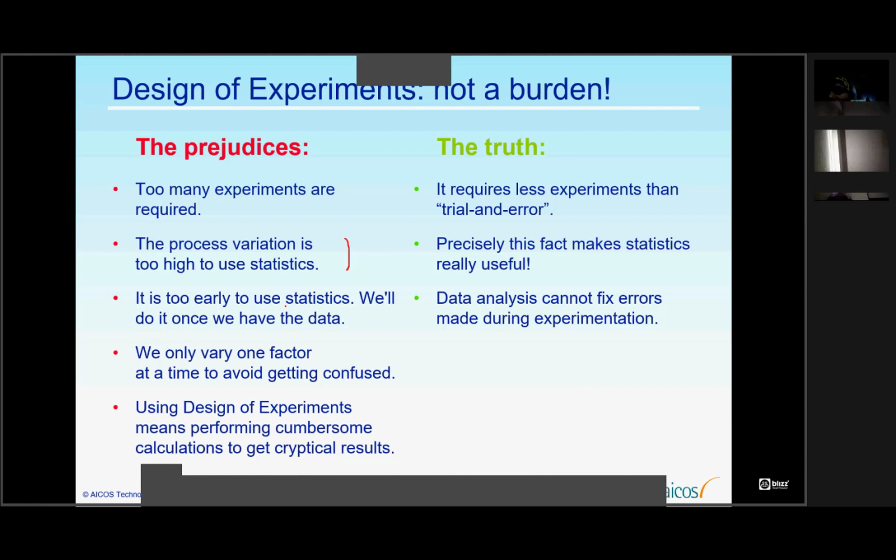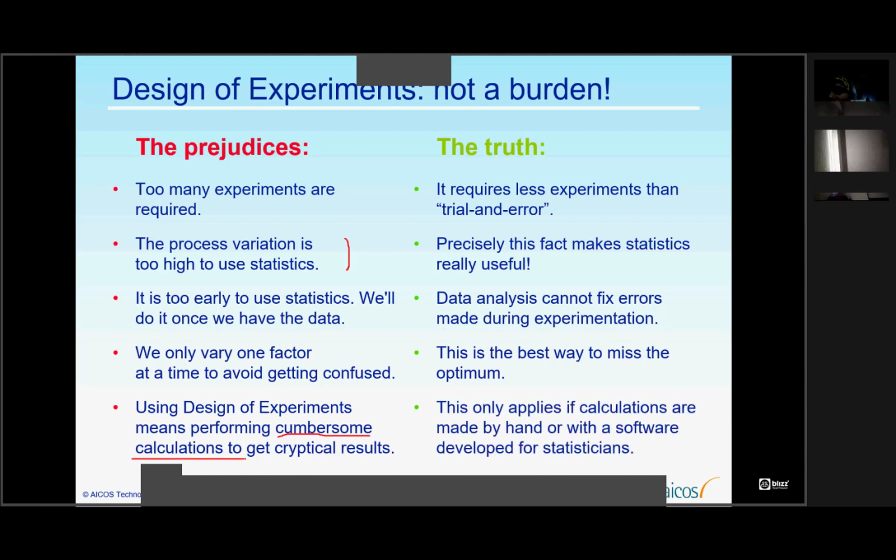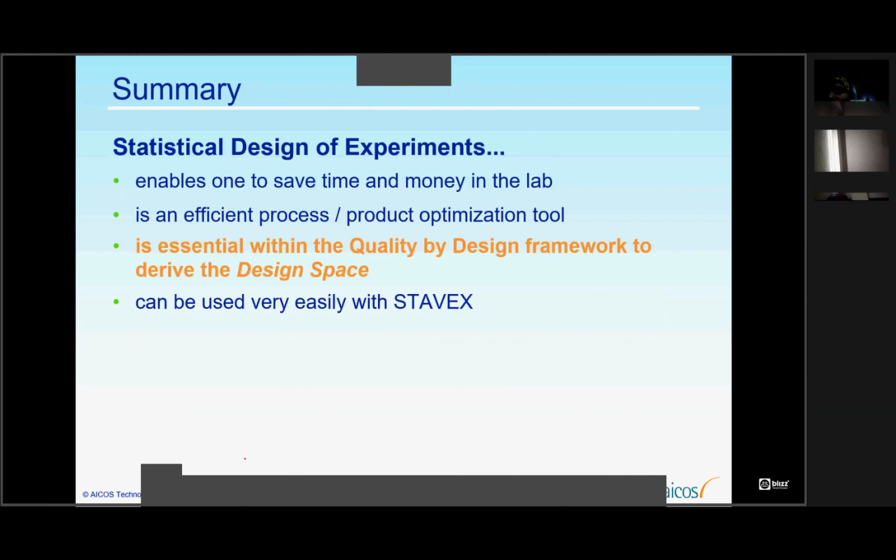Another is one factor at a time to avoid getting confused. I have shown you, I hope, in the second part that this doesn't work actually, and it's possible to find the impact of each factor even if you vary everything at the same time. And if you tend to consider that DoE means cumbersome calculation and results that are not understandable, I hope that the software demonstration has convinced you of the contrary.